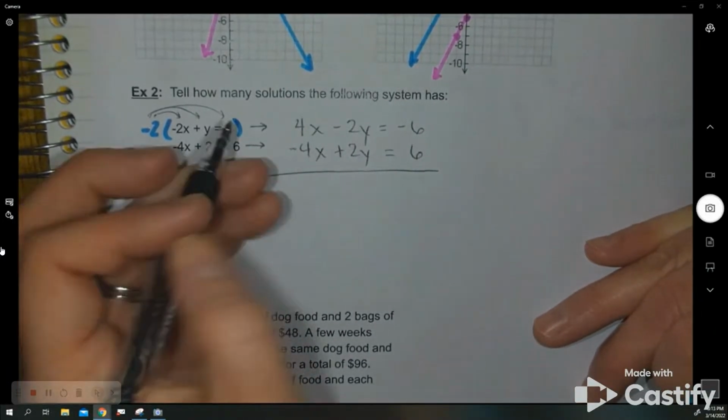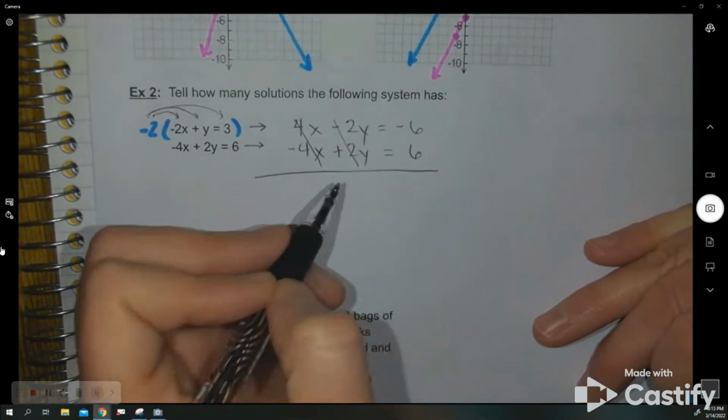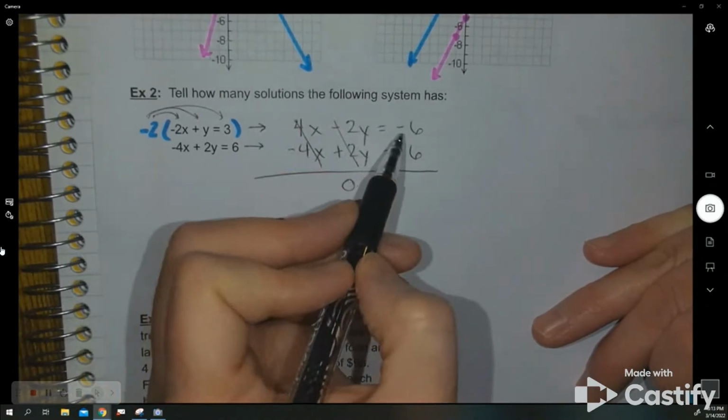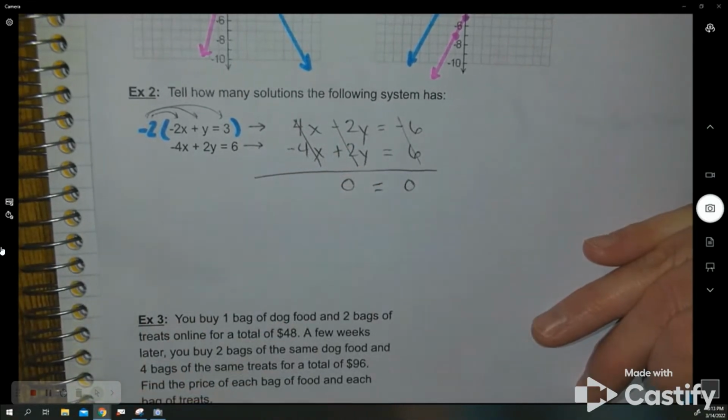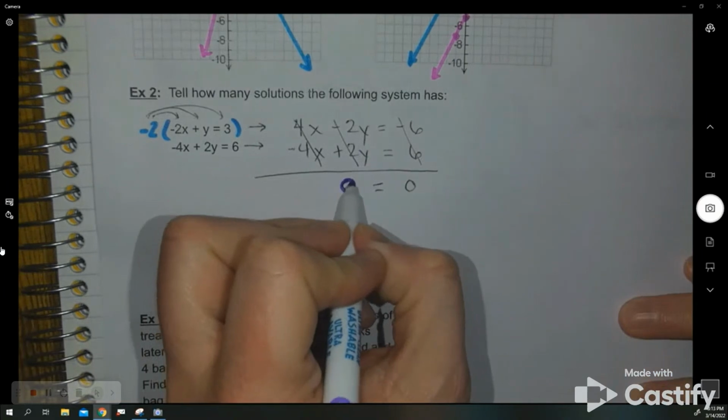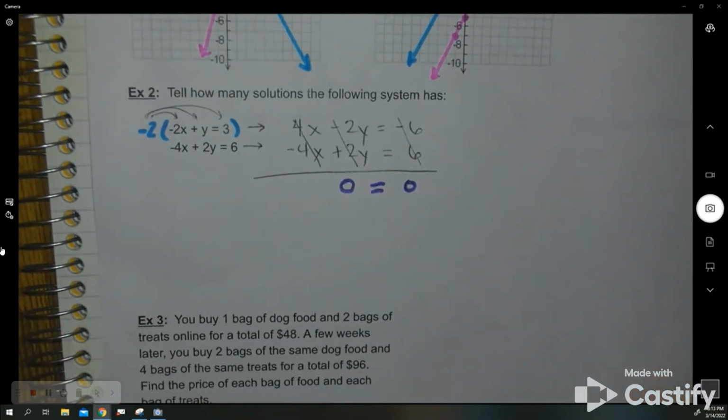So 4x minus 4x is 0. -2y plus 2y is 0. So on this side, I'm left with 0 right now. -6 plus 6, wow, is 0. If you get a true statement, so for example, this says 0 equals 0. If it is true, I could have 5 equals 5, 3 equals 3.